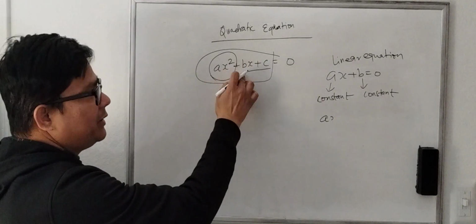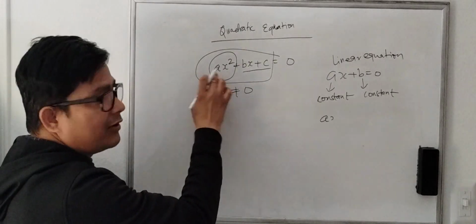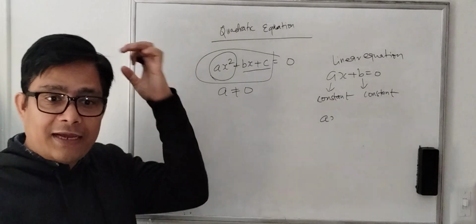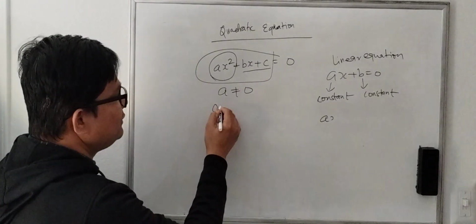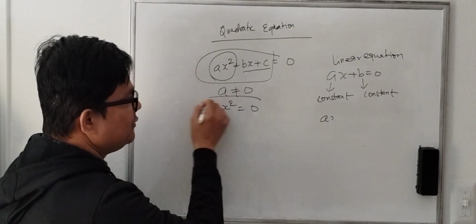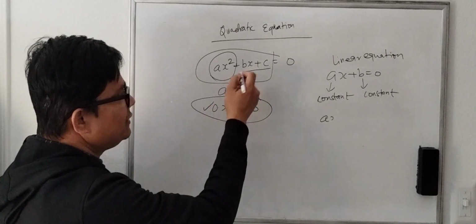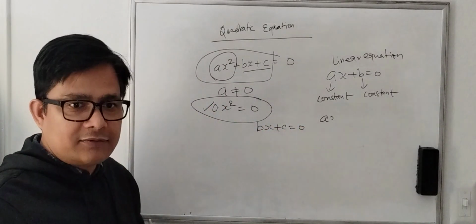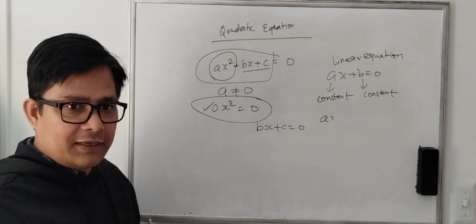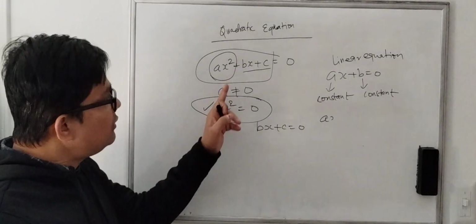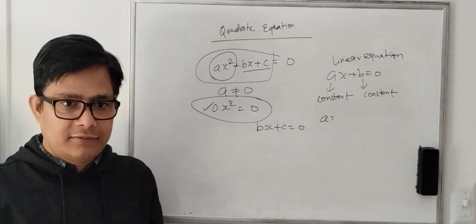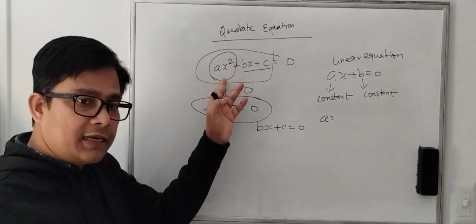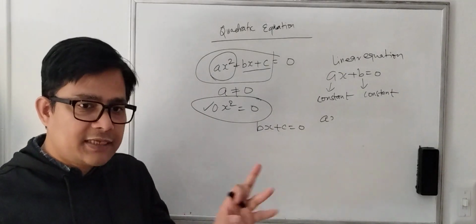It means b and c can be 0, but a cannot be 0. If a is 0, we will not have x squared, because it will become 0 times x squared, which is 0. And once this term is 0, this will become a linear equation, bx plus c is equal to 0. So quadratic form gone. So a must not be 0, b and c can be 0. B and c can have any real number value. A can also have any real number value except 0.